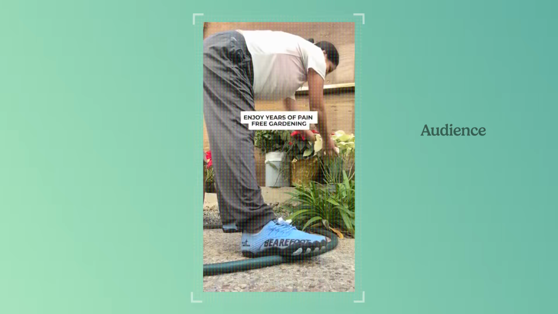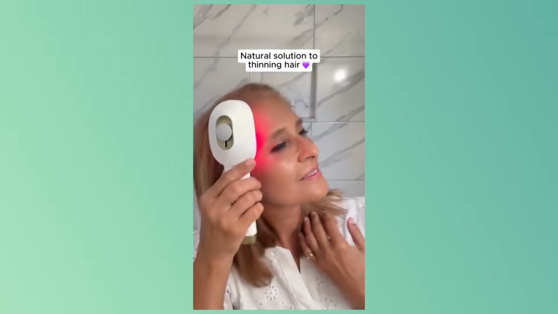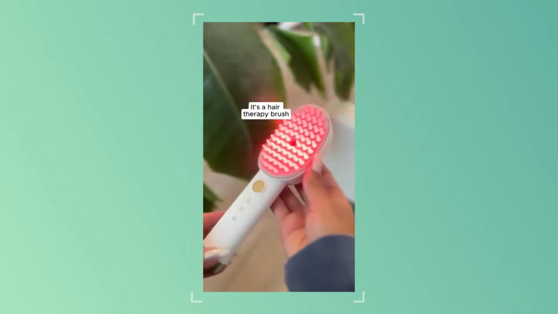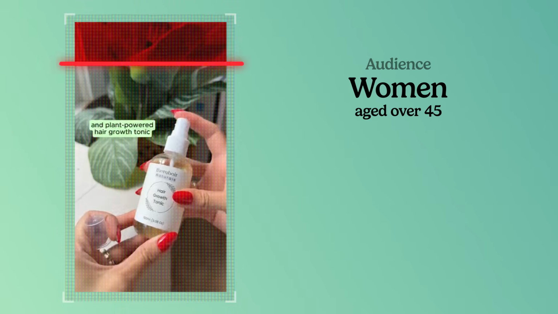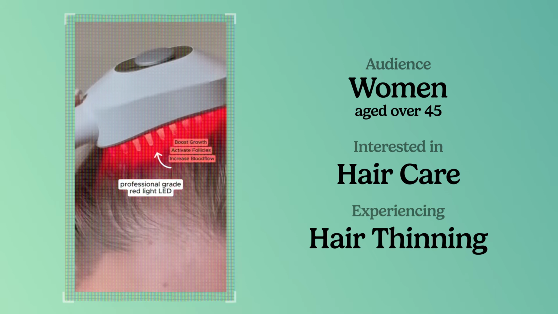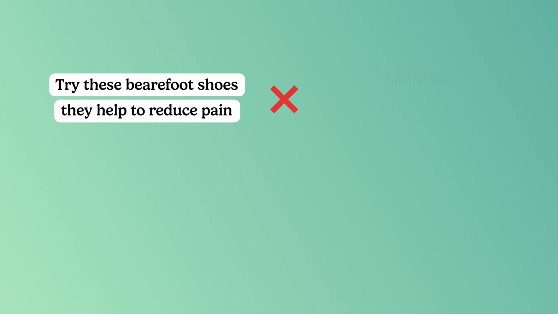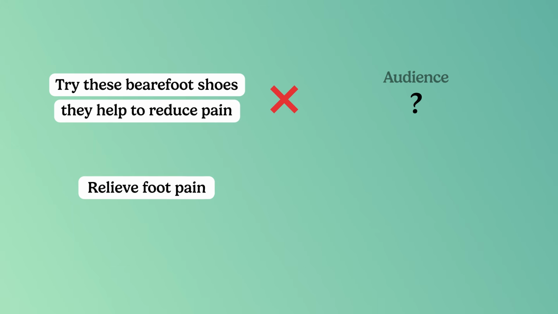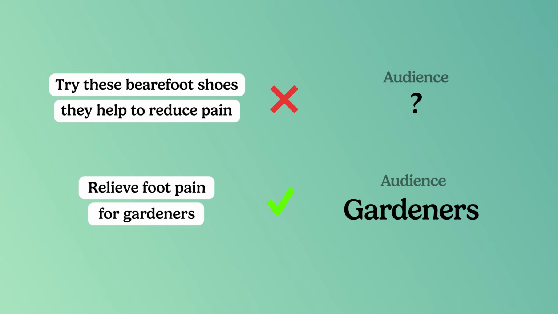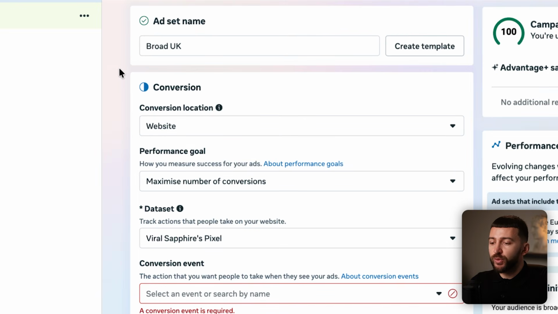The reason you want to run a broad campaign is because Meta's AI has so much data, it can figure out which audience to show your ads to based on the ad creative itself. So when you create your ad creatives, which are the videos and images you're going to use for your ads, be sure to be very specific with the type of audience and marketing angle you want to target within the ads themselves. So if you're selling barefoot shoes, for example, don't make ads just listing the benefits of barefoot shoes. Your ad should be relieve foot pain for gardeners or improve foot pain for nurses. Think specific pain points for specific audiences. Meta can understand who your ads should be served to simply by scraping the content in your ads. So I'm going to name this ad set Broad UK.